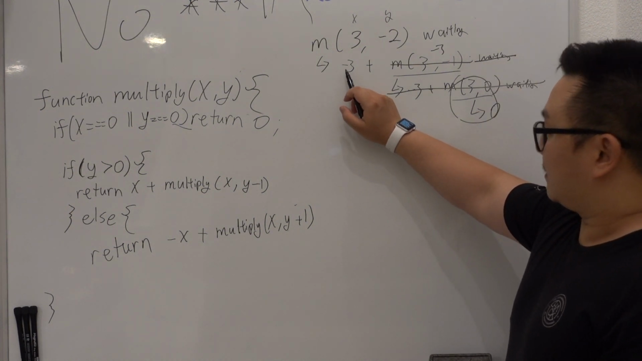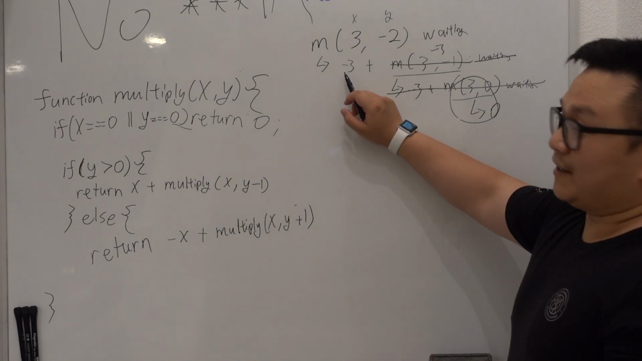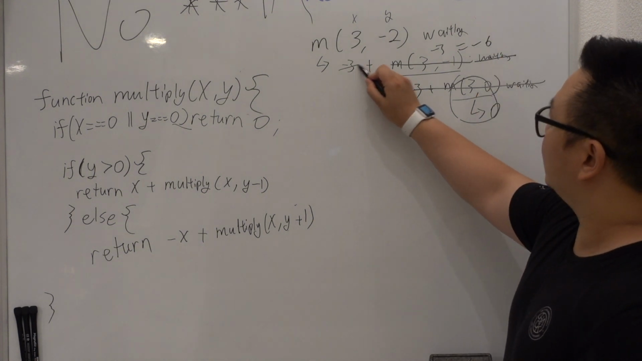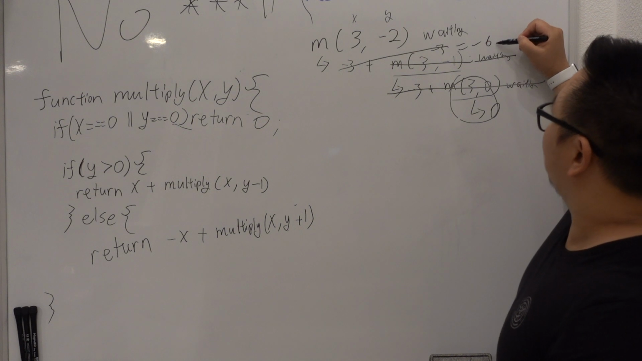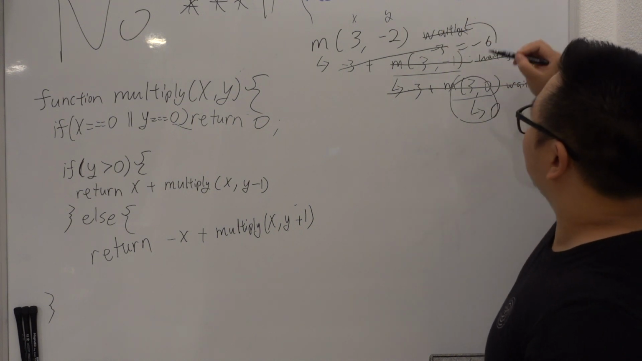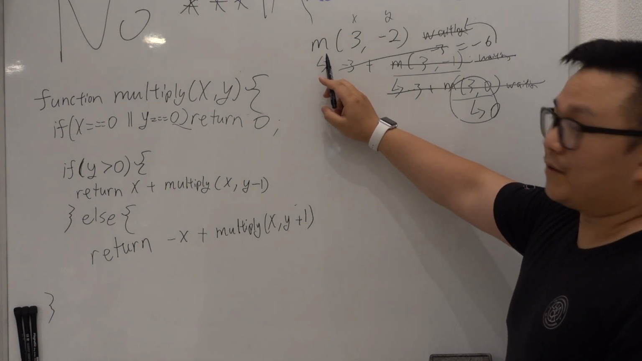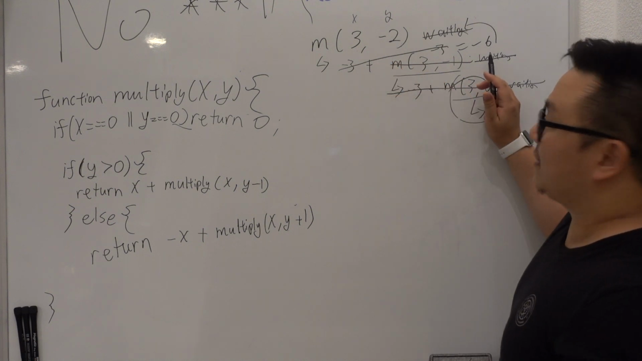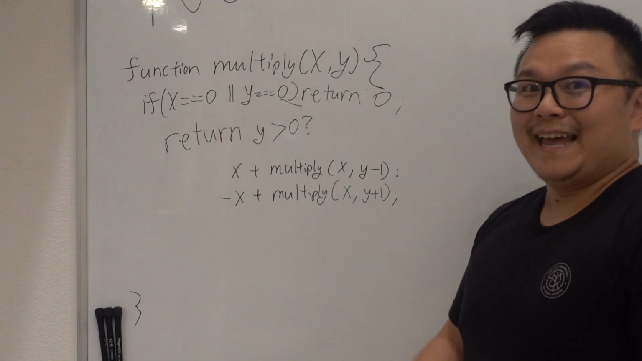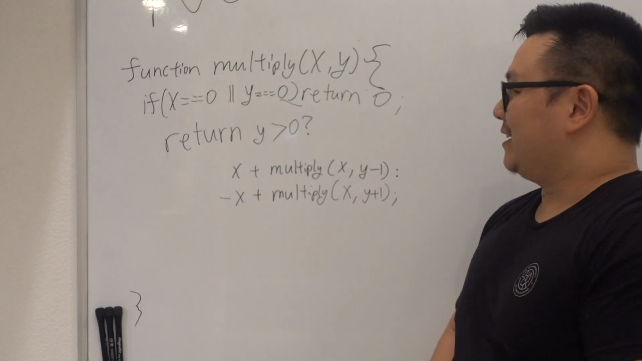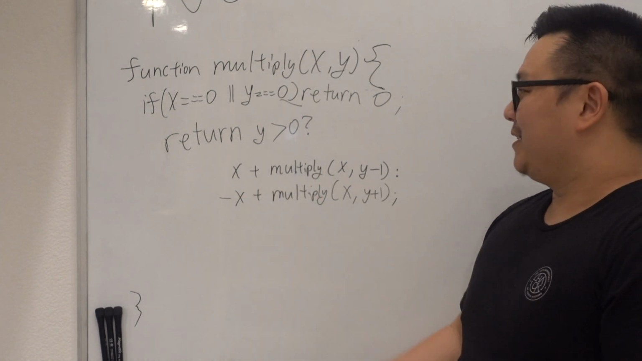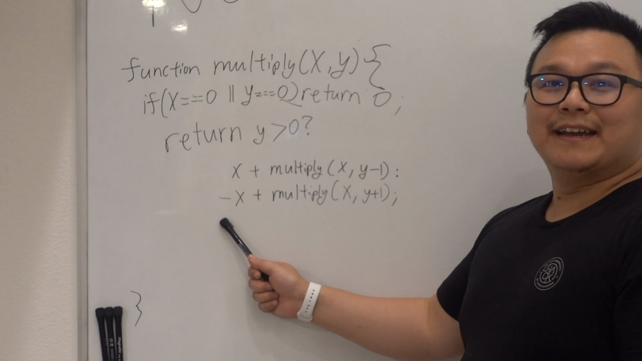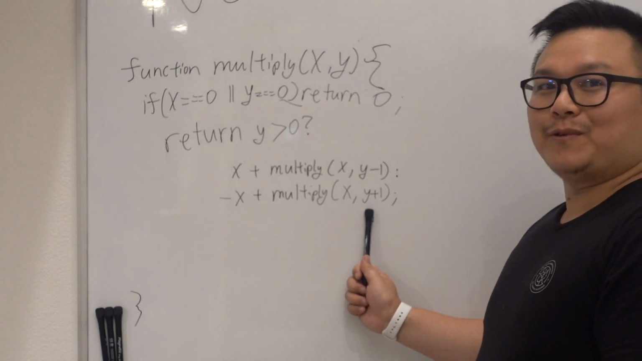Now the second call is going to be solved. Negative 3 plus negative 3 is equal to negative 6. This thing is done, and this returns to here. This is no longer waiting. So now you have multiply with 3 as x and negative 2 as y, you should return negative 6. And that's the expected answer. And if you want to be fancy with the ternary operation, you just return, if y is greater than 0, x plus multiply x and y minus 1, else negative x plus multiply x, y plus 1.